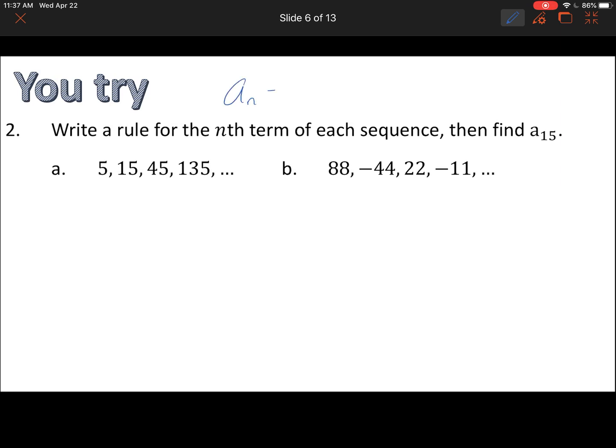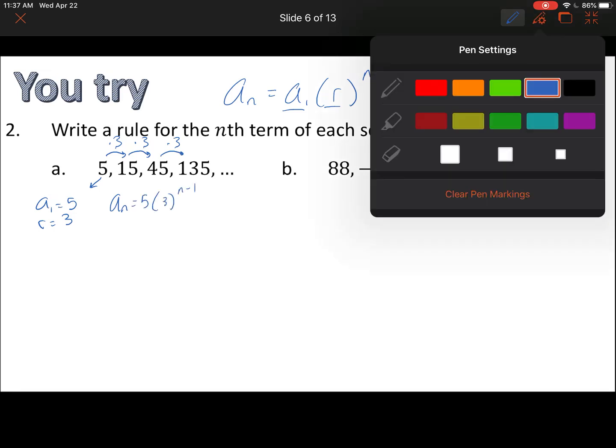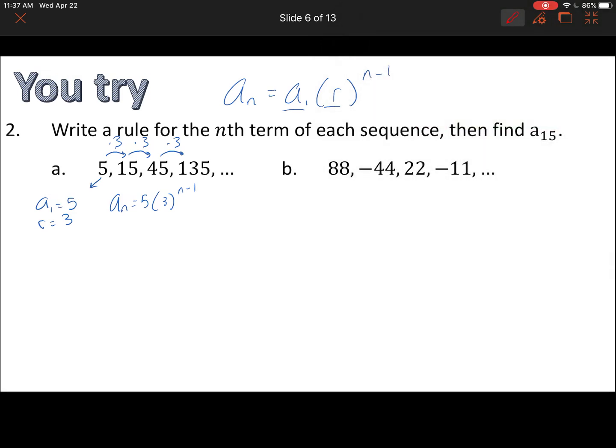All right, so the formula we're doing here is a sub n equals a sub 1 times r to the n minus 1. So all I really need is the first term and the r value. So I clearly have the first term right here. It's a 5. And I just got to look to see what my r value is. To go from term 1 to term 2, it looks like I multiply by 3. Let's make sure that I keep doing that. And I do. So that's my r value. R value is 3. So that means my formula is a sub n equals 5 times 3 to the n minus 1. Now it also asks me to find the 15th term.